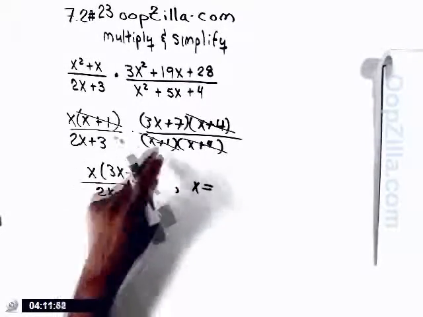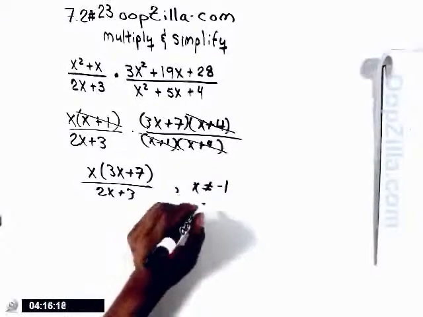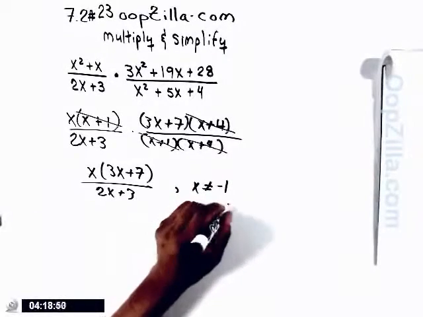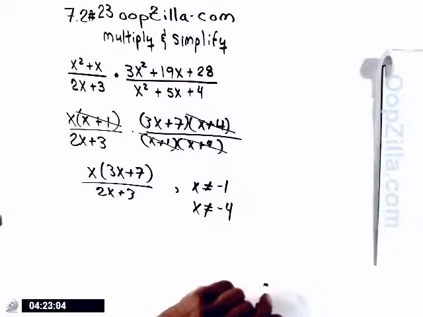Now restrictions are going to be that x cannot be equal to -1. x cannot be equal to -4. And I think that's basically what I set this up for.